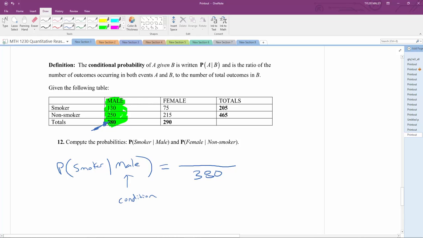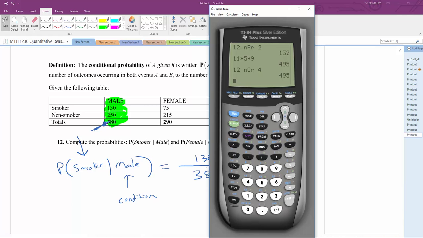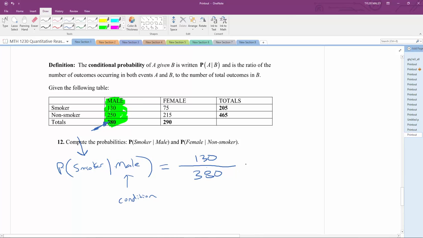And then we look at, well, how many satisfy the event, right? In other words, how many of them are smokers? Well, there's 130 that are smokers, right? So the probability of having a smoker given that we have a male would be 130 out of 380, right? I have 380 males and 130 of them are smokers. So if you wanted, we could get a percentage. So we take 130 divided by 380, multiply by 100%, we get roughly 34.2%, right? So this is roughly 34.2%, right?